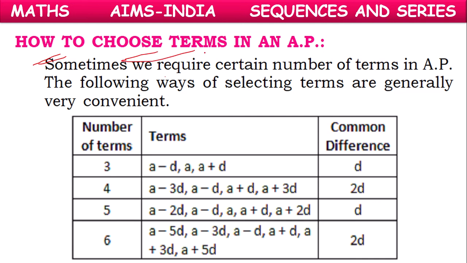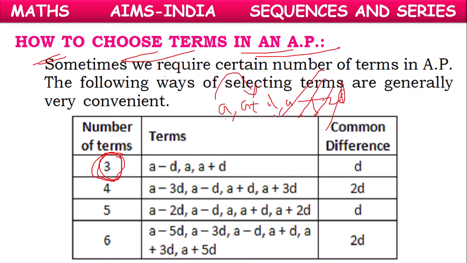So how to choose terms of an AP: while doing calculations, we have to choose the terms in AP. If you want to find three terms, instead of taking A, A plus D, A plus 2D, for calculation purposes we can remove this A plus 2D. We have A after A minus D, and on the right-hand side A plus D, so that the difference between A minus D and A will be D, and A and A plus D will be D. So we can take the terms as A minus D, A, A plus D. So the common difference will be D.